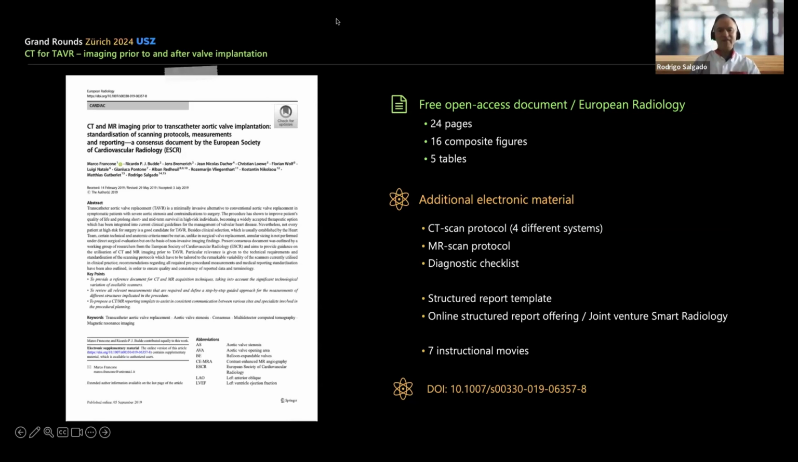Besides maybe the presence of extensive subvalvular calcifications, which might impinge on the basal septum and also increase your risk for conduction disturbances. But again, I would be very careful to make functional predictions based solely on morphological images.